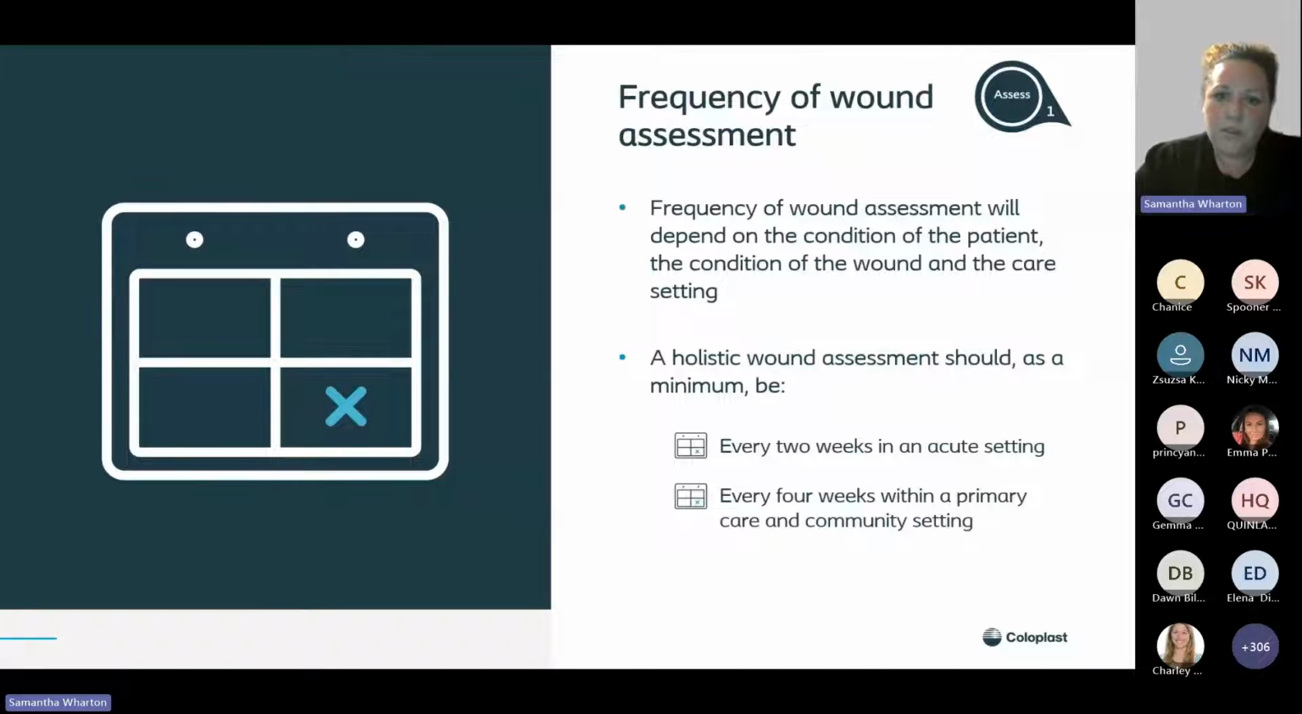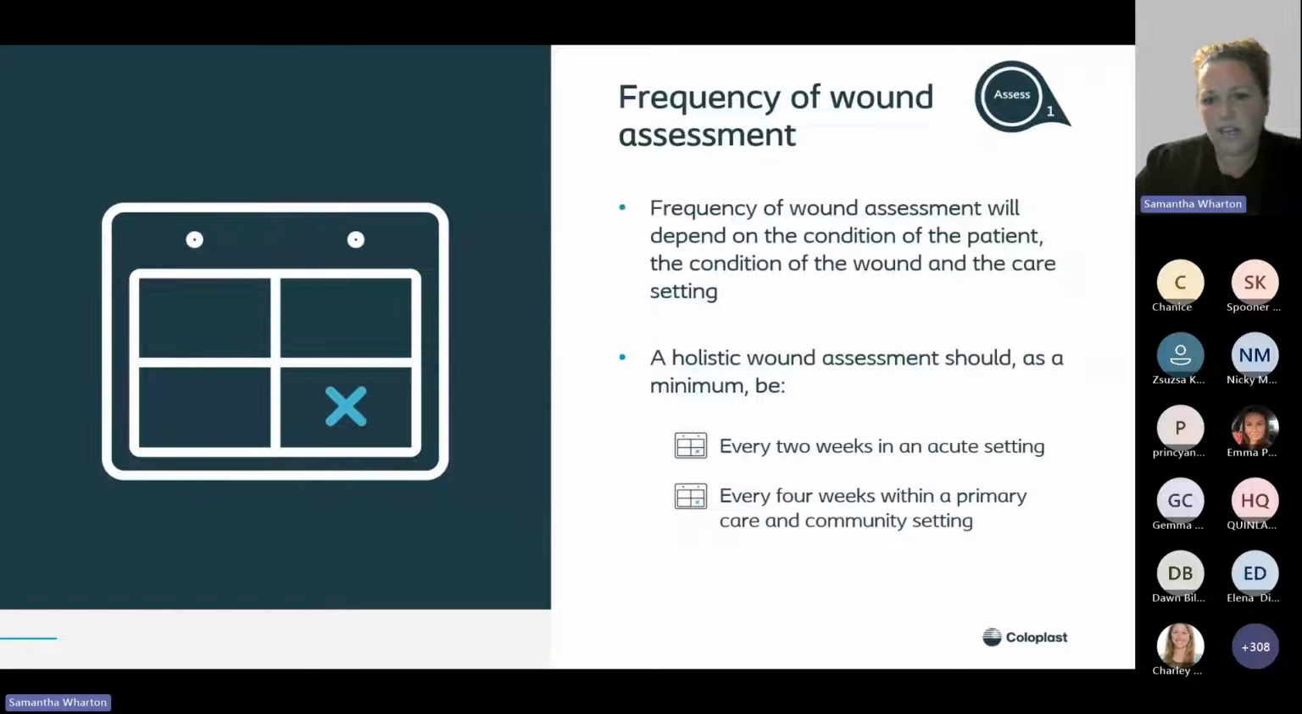How often should wounds be assessed? As a minimum, it should be every 2 weeks in an acute setting and every 4 weeks within a primary care and community setting. So that's doing that really full holistic assessment. We need to be doing it regularly to make sure we're recording and reviewing if wounds are actually progressing. And if they're not progressing, what have we missed? What do we need to recheck?